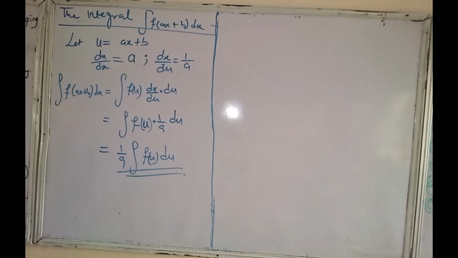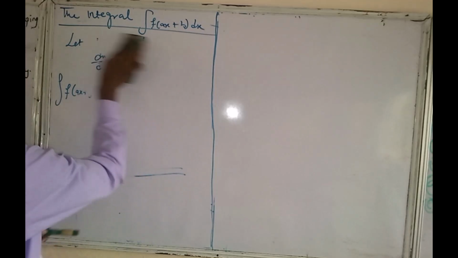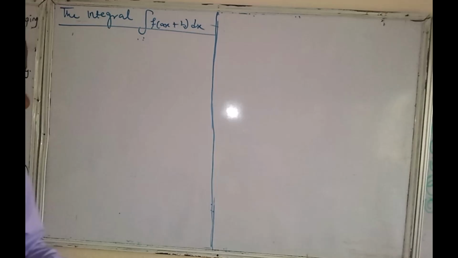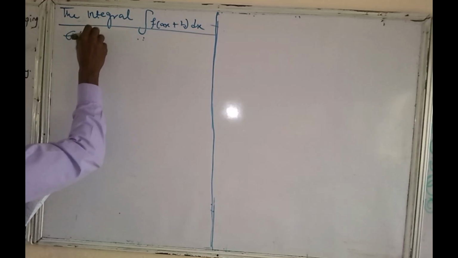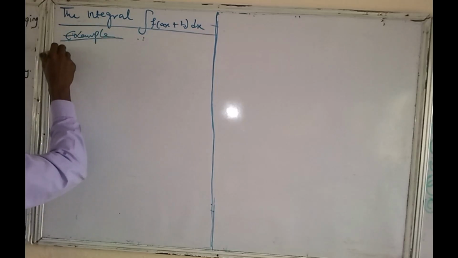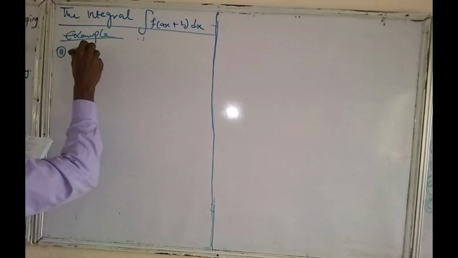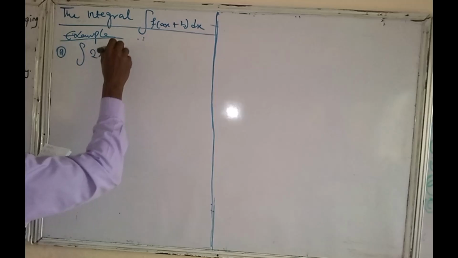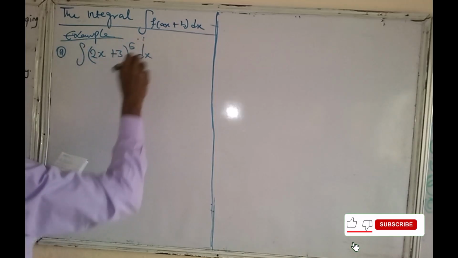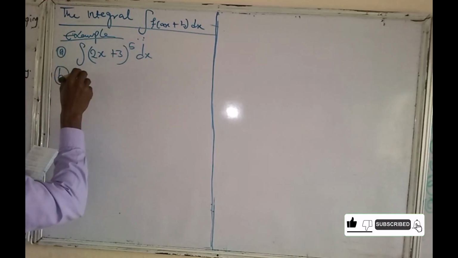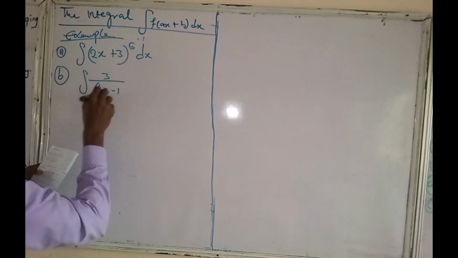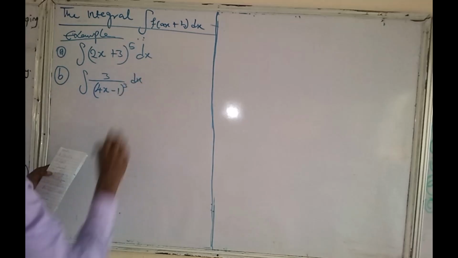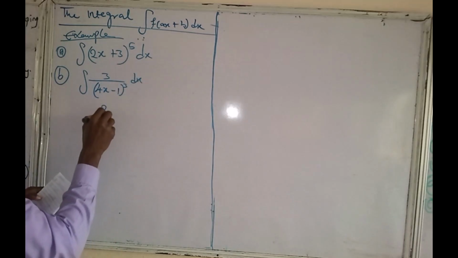Okay? So quickly, let's do some examples. Example: A, we have the integral of (2x plus 3) raised to the power of 5 dx, and B, the integral of 3 all over (4x minus 1) raised to the power of 3 dx. So, solution.